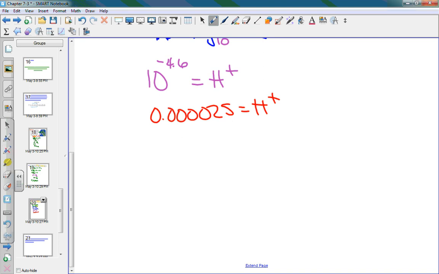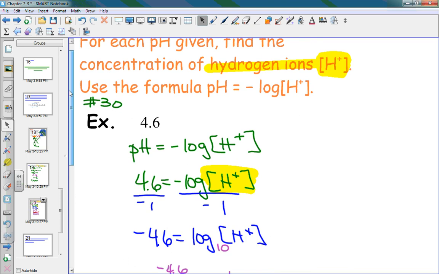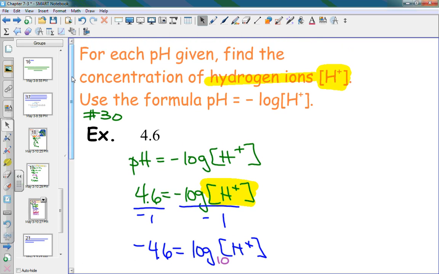In other words, I'm going to move this 1, 2, 3, 4, 5 units. So I'm going to have 2.5. Why am I moving it 5 units and not 4 units? Because you have to have a number between 1 and less than 10. It can't be 10, it has to be less than 10. So I moved that 5 times, and it's a really small number, so it's -5. That is the answer to this problem, and it says to find the concentration.